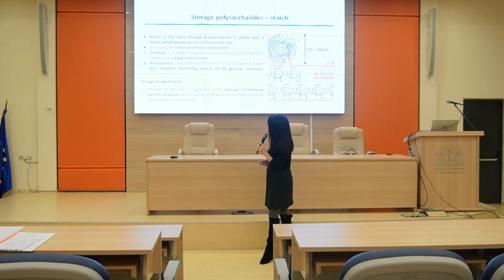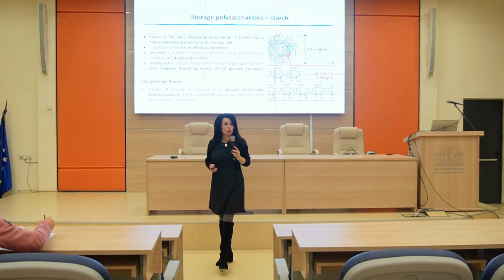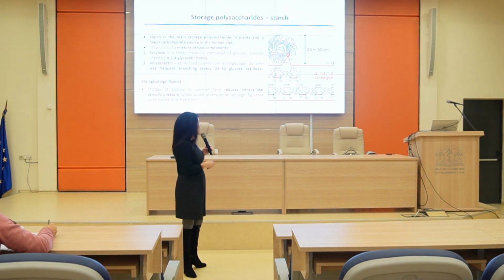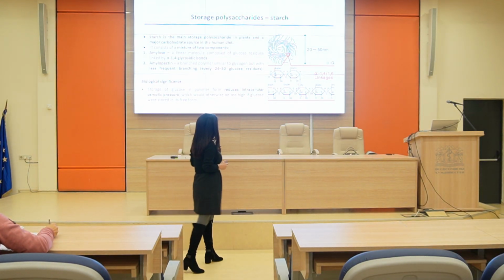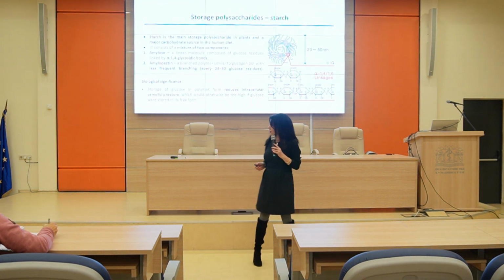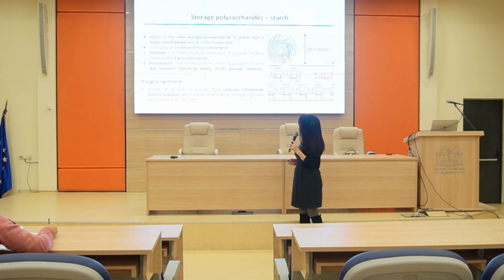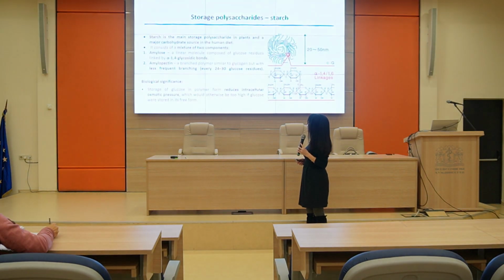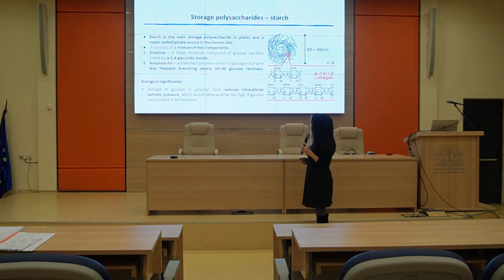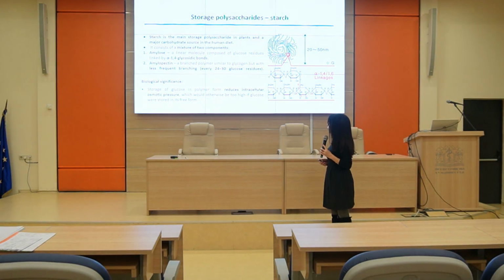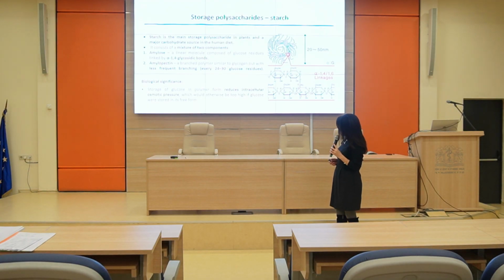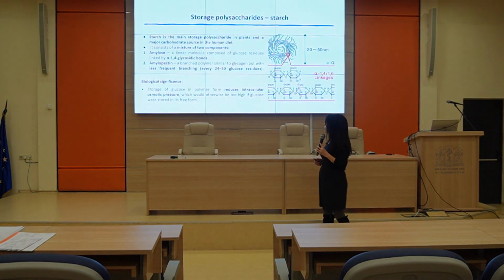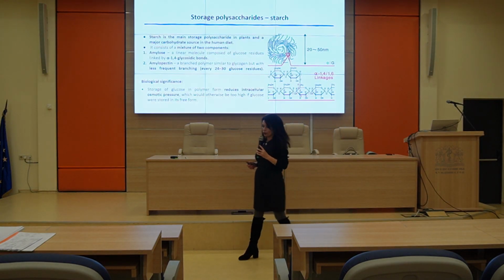And the main carbohydrate from the food is starch. Starch is the main storage polysaccharide in plants, and a major carbohydrate source in the human diet. It consists of a mixture of two components: amylose, which is a linear molecule composed of glucose residues, and amylopectin, which is a branched polymer similar to glycogen with less frequent branches.